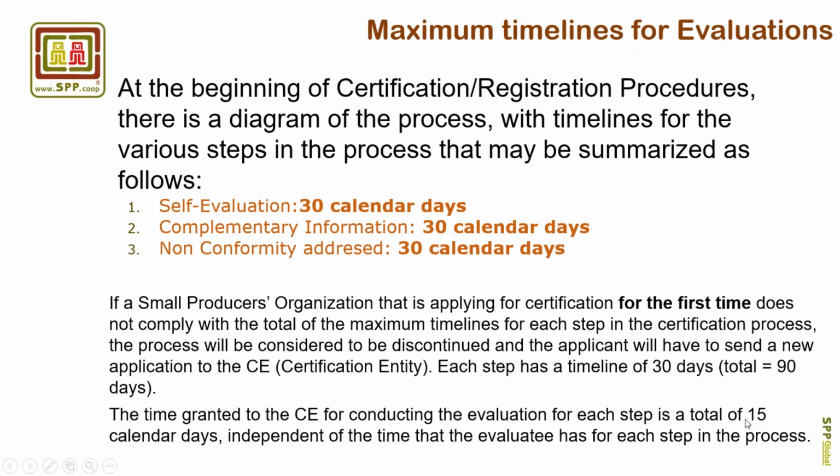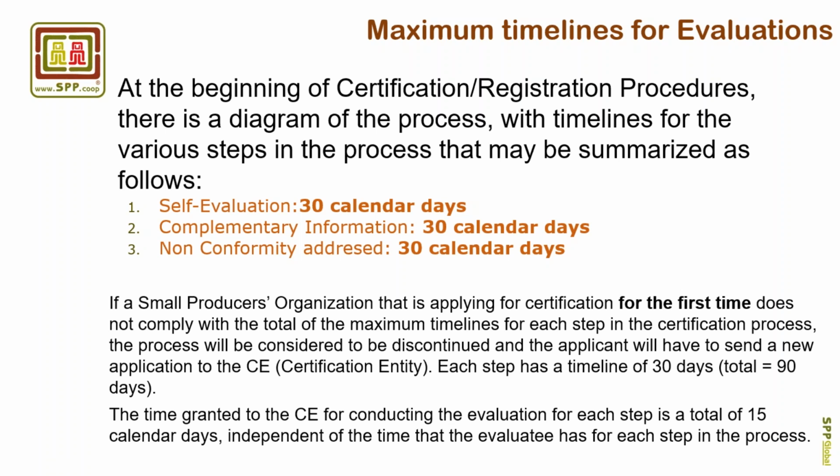This is important for certification entities and for evaluators, because when the small producer organization or a company sends their self-evaluation, maximum in 30 calendar days, the evaluator has only 15 days to review the self-evaluation and ask for complementary information in case it is necessary, or, well, they have the opportunity to send more information to complete the self-evaluation.